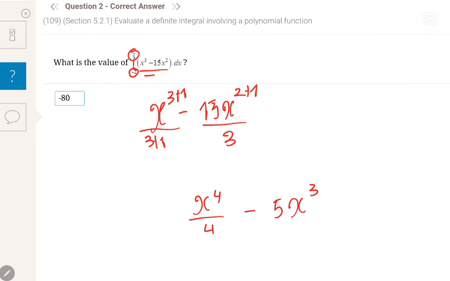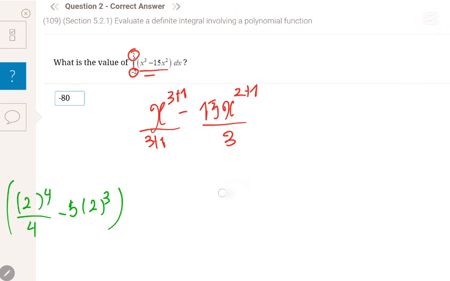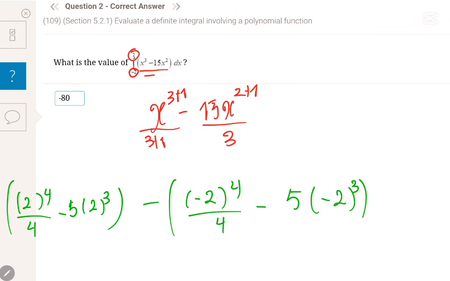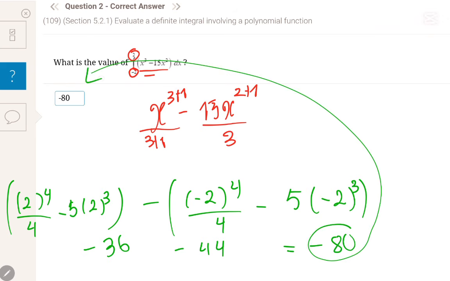So now what are you going to do? You're going to substitute 2 and minus 2 over here. So now it becomes 2 to the power of 4 over 4 minus 5 times 2 to the power of 3. All of it subtracted from minus 2 to the power of 4 over 4 minus 5 times minus 2 to the power of 3. So you put this on your calculator and you're supposed to get minus 36 minus 44. You combine them together and you will get an answer which is minus 80.